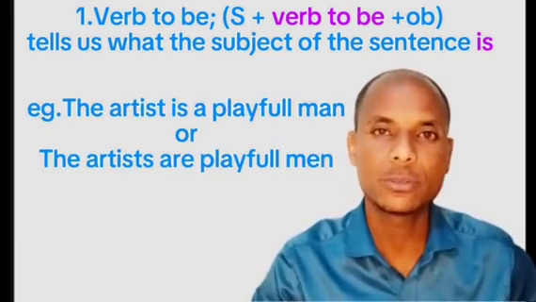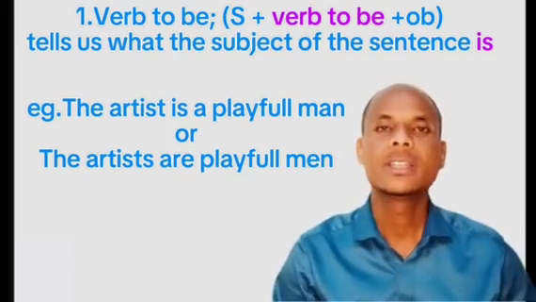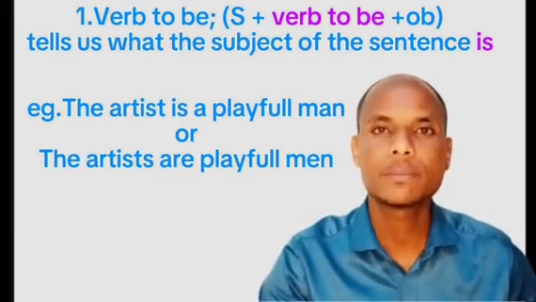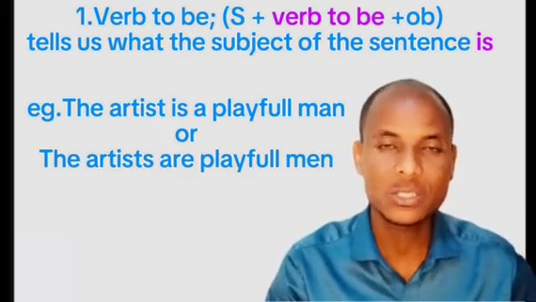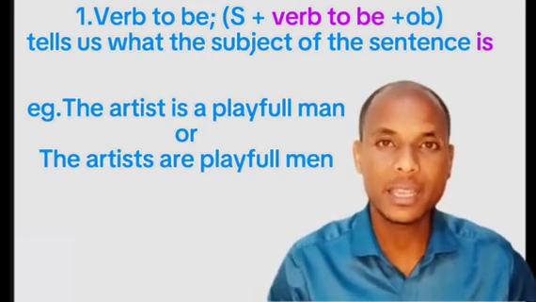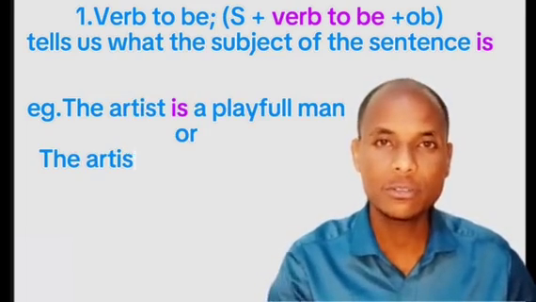For example, okay, there is a playful noun or the aristos are playful men. The arist is the subject of the sentence where is and are of be.